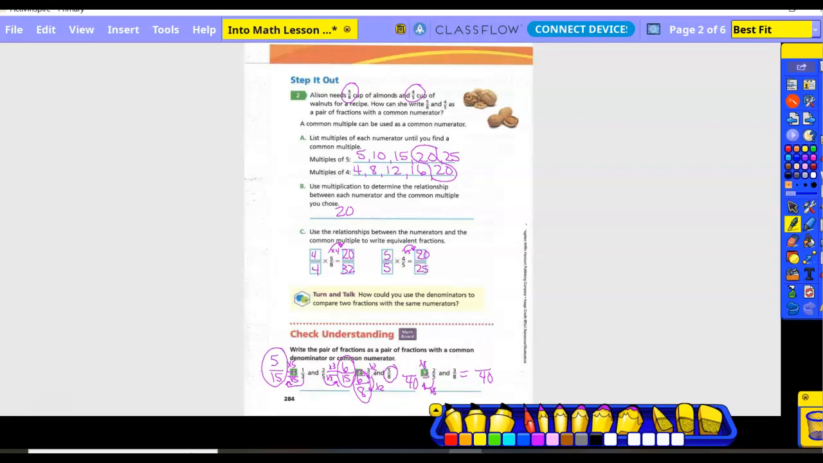So 2 times 8 is 16. Okay, how did I get from 8 to 40? Times 5. What I do on the bottom, I do on the top. 3 times 5 is 15. So my new fractions are 16/40 and 15/40.